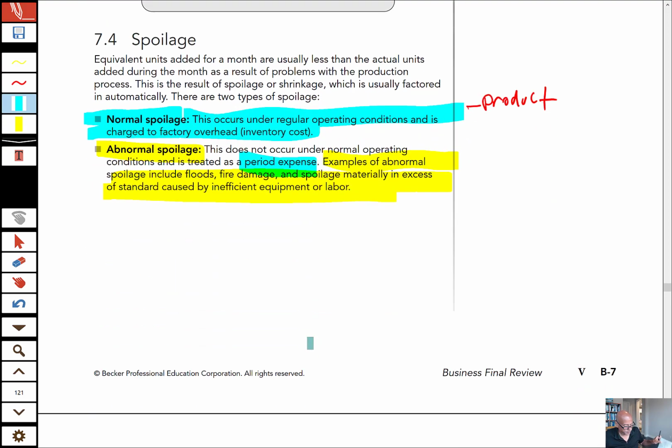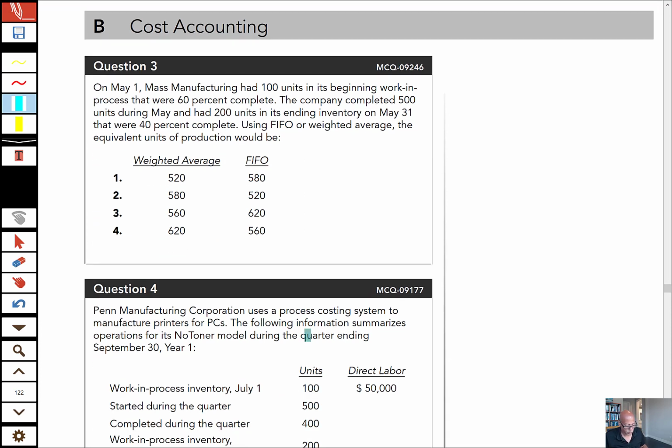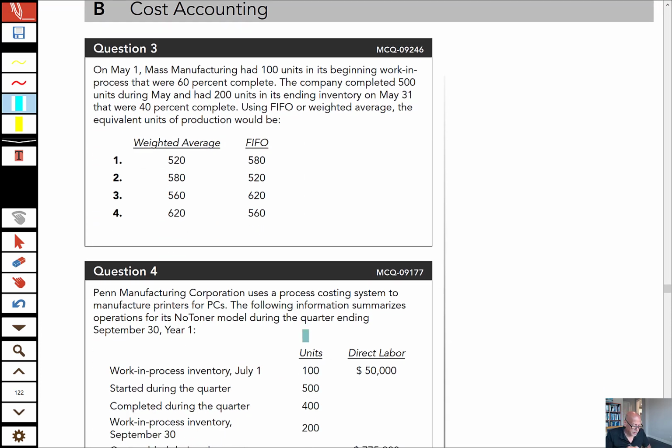Come over and let's just take a look then. Let's practice with this weighted average FIFO stuff. And this is a good question because we get to practice with both. If I'm getting this question on the exam, I'm thinking, okay, I'm going to go FIFO first and then weighted average. Okay, now that's how I'm thinking.